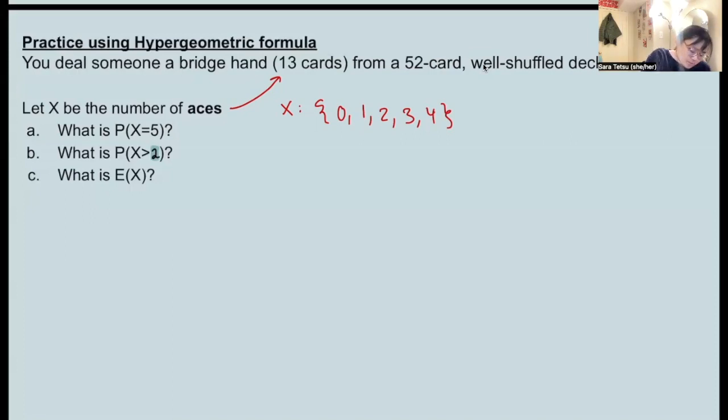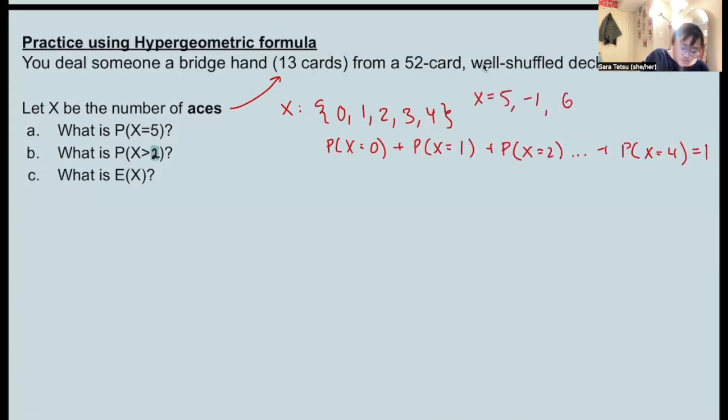And so the probabilities all sum up to 1 if you add them all up, right? So P(X=0) plus P(X=1) plus P(X=2), dot, dot, dot, plus P(X=4). These all sum up to 1. And anything else, X equals 5, X equals -1, X equals 6, all of these have a probability of 0. So the answer to this one is 0 because that's not possible.